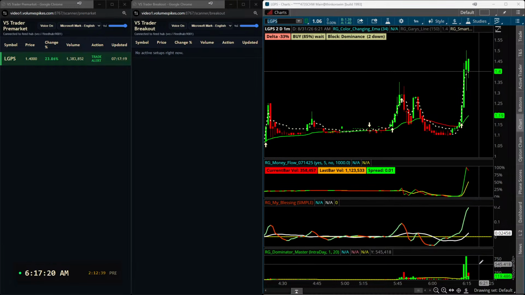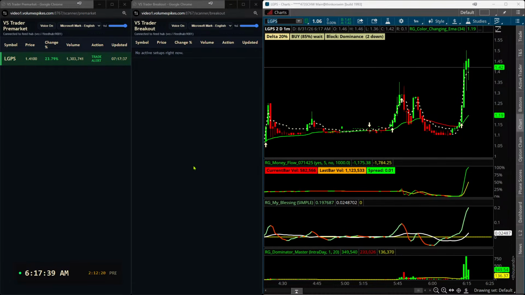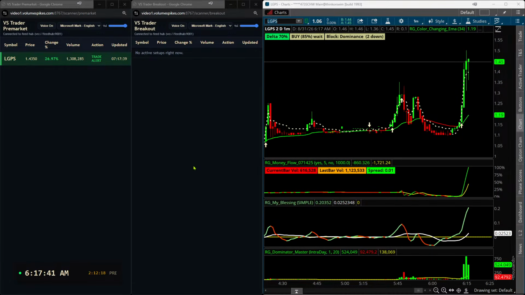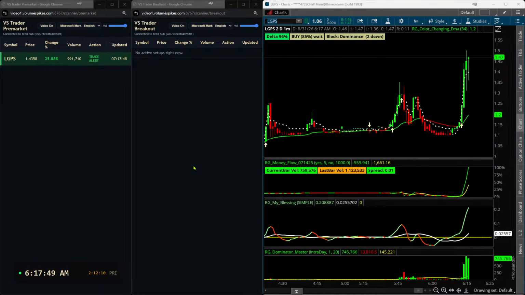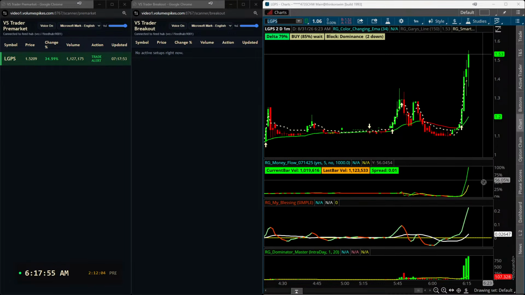Good job, Donkey. Donkey gets 67. Tyler gets about 15 bucks. I didn't trade it, so I didn't get anything. Gary, LGPS, $265.54 to be exact. Good job, Gary. LGPS finding some more buyers, pushing up to $1.55 now.